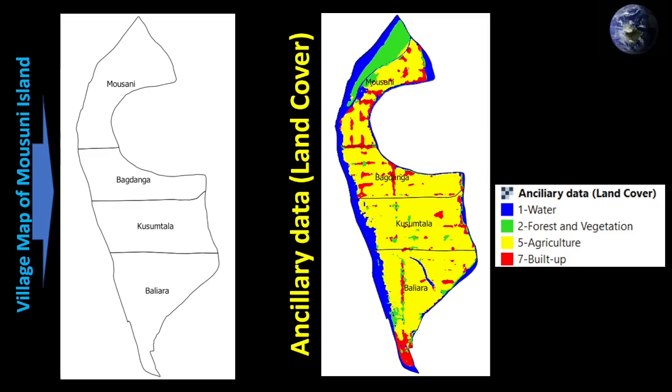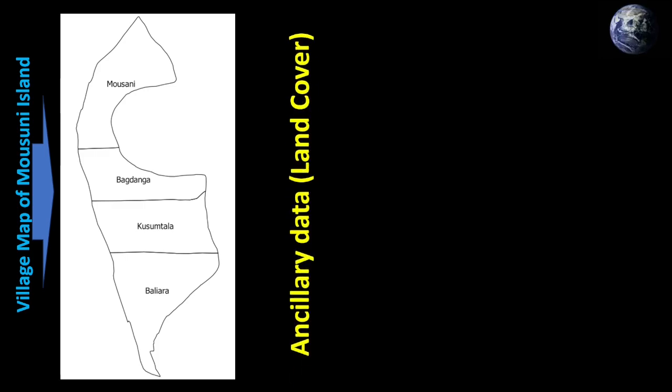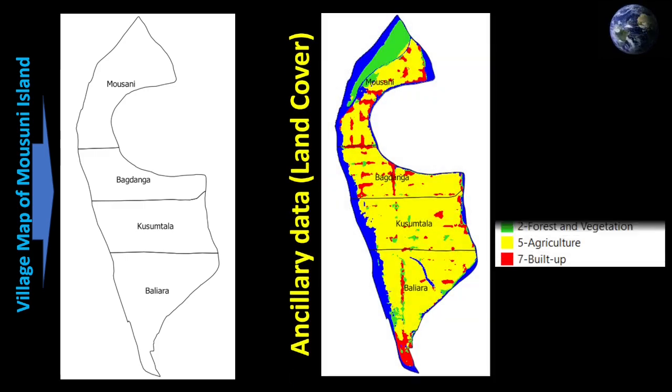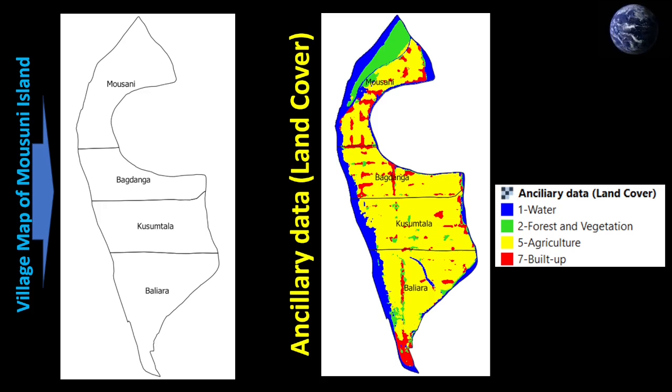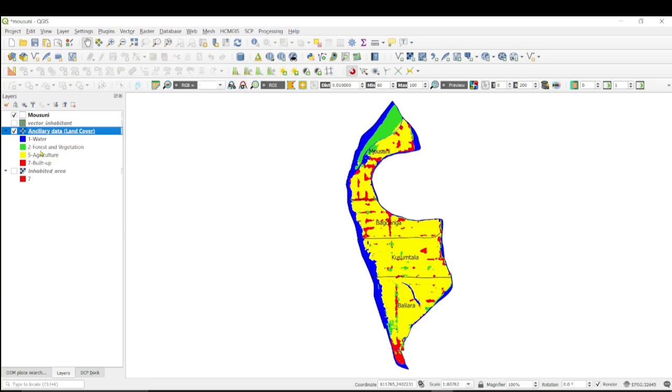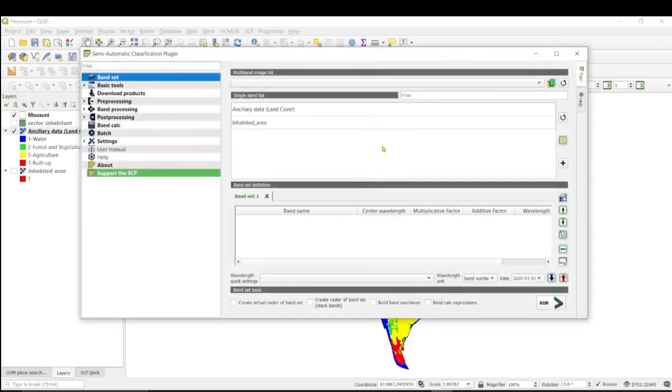See the land cover map. There are 4 classes such as water, forest and vegetation, agriculture, and built-up area. We know that, according to the binary method, all the land cover classes should be reclassified into 2 classes as inhabited area and uninhabited area. Now, using semi-automatic classification in QGIS, I have reclassified the land cover classes in the following way.